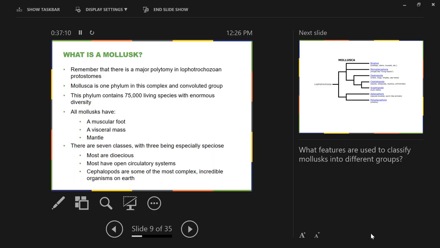Any other questions about mollusks? So you should be getting a sense that if you were asked this question, what is a mollusk, it would be a very challenging question to answer. And so you might write something like, I don't know what a mollusk is, but here are some examples of a mollusk. That'd be kind of fun.